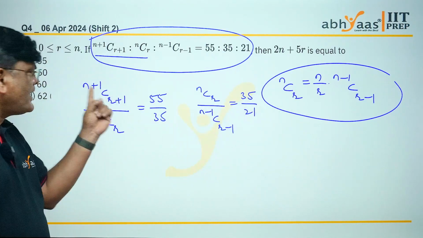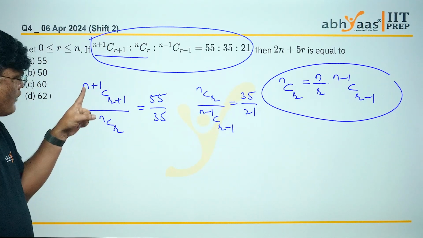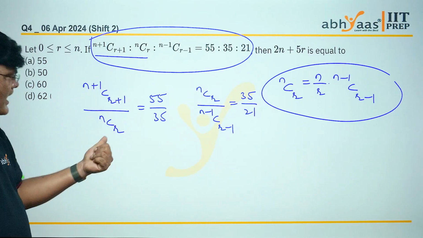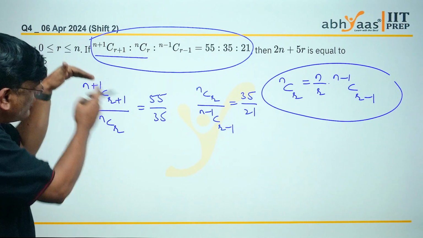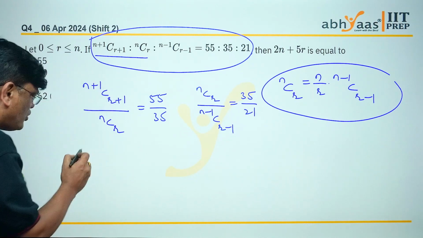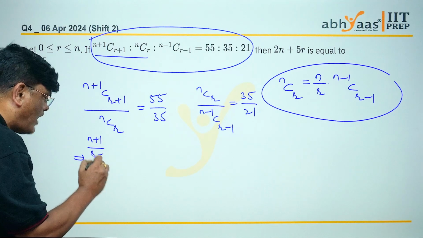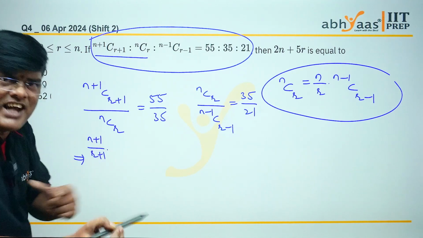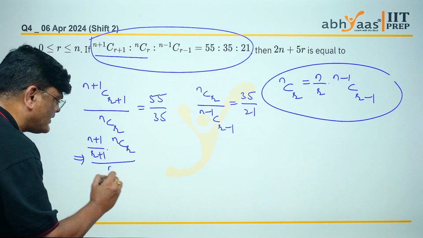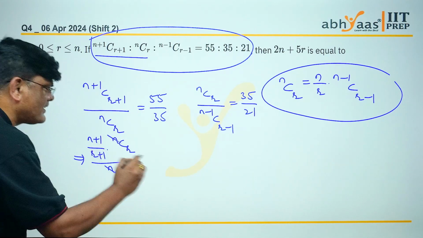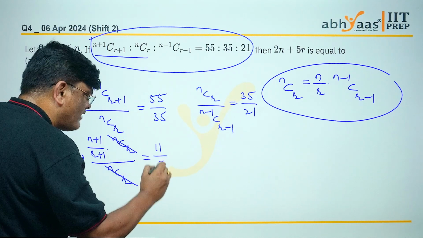If you see the numerator and denominator, especially the numerator, if I decrease 1, we get nCr. To decrease 1 means first we have to write these two separately. Especially for the numerator, I can write it as n plus 1 by r plus 1 into, now we have to decrease 1, so with that we get nCr. By the nCr in the denominator, it will be cancelled. Now this equals, after cancellation, 11 by 7.